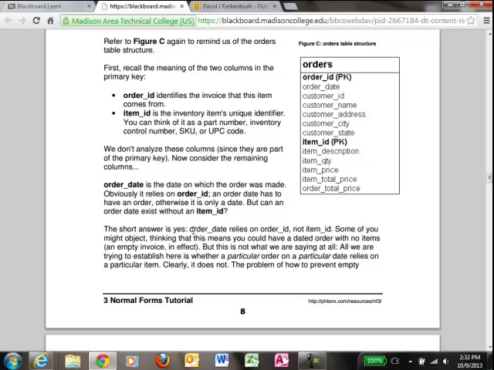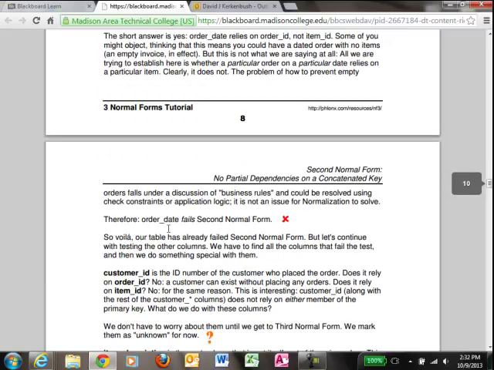And that's what they're talking about. You should read through this. Therefore, we're going to put a big red X next to it. So it says our table has already failed the second normal form. But let's continue testing the other columns.